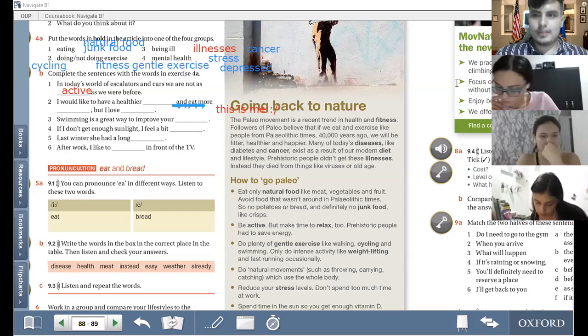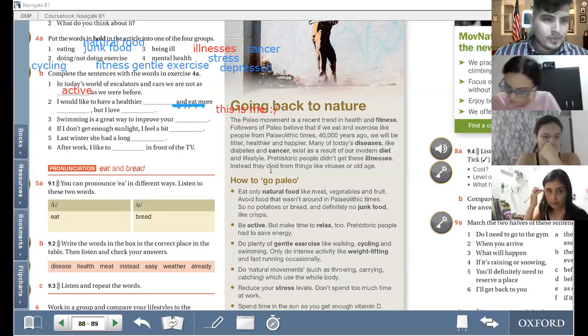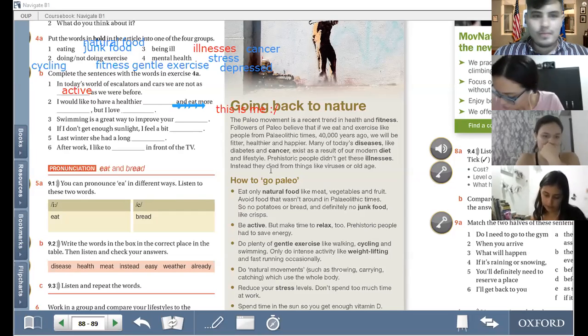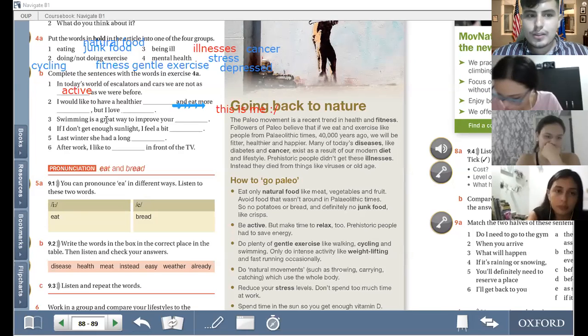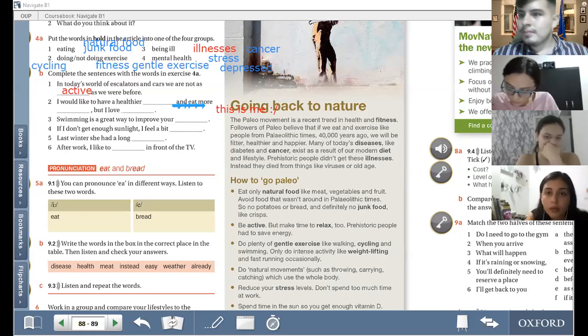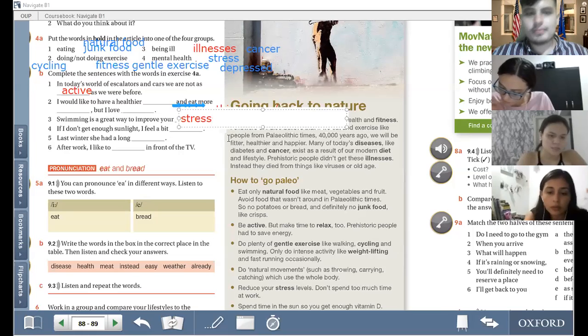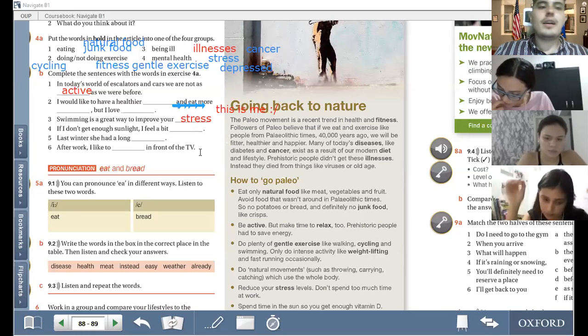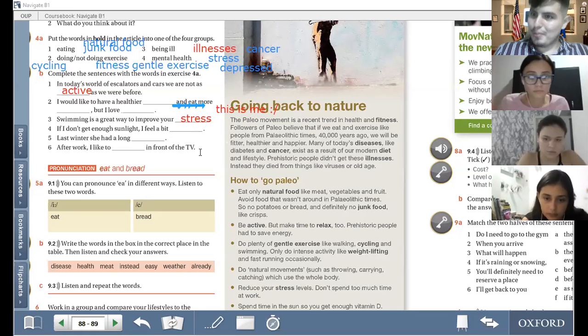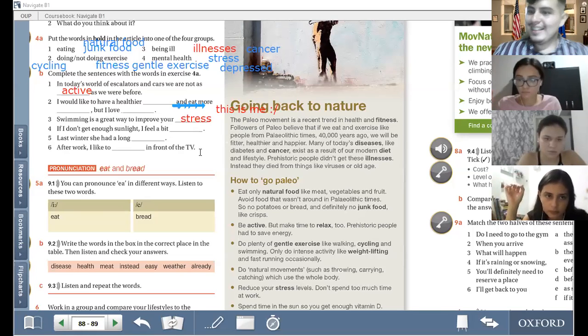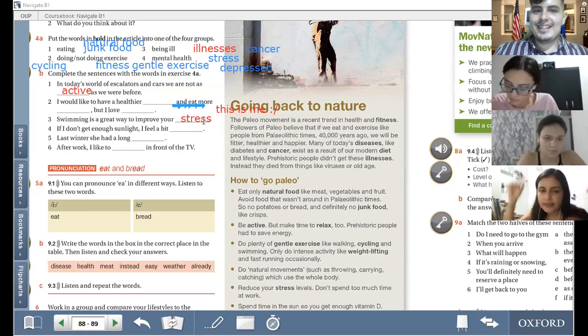Teacher, the third is stress. Can someone write it, please? So you say stress, right? Swimming is a great way to improve your stress? To improve it? To increase it? No, wait. Exercise, no?